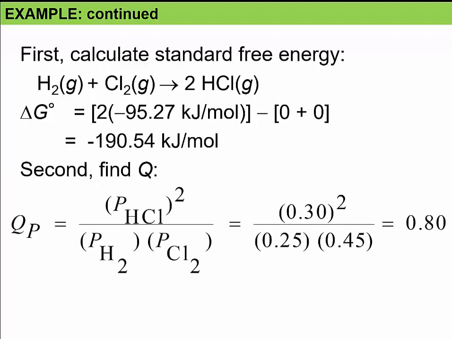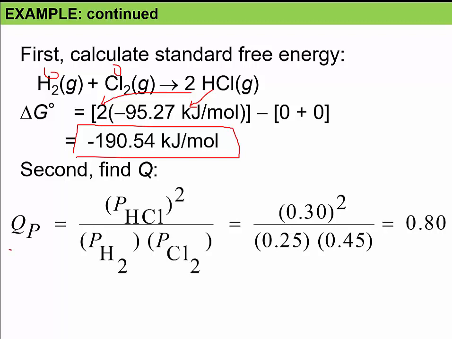So we got our balanced chemical equation. We're going to use our delta G naught. We're going to look up the values on the table. For the HCl, we're going to do 2 times the HCl's value minus 0 and 0, because these guys are elements in their natural state. So our delta G naught is going to be minus 190 kilojoules per mole. So that's kind of our starting position.